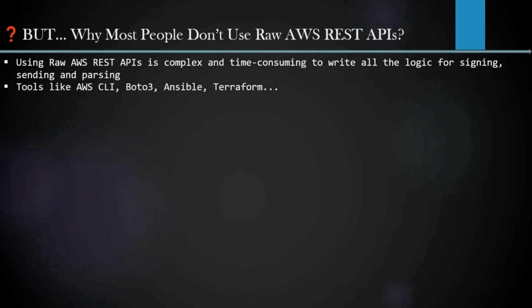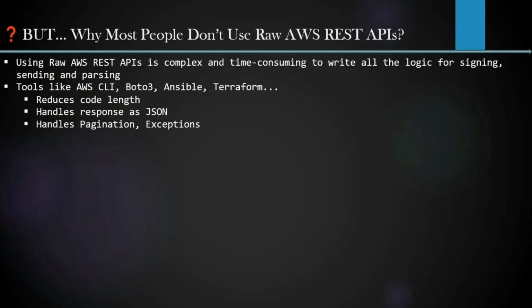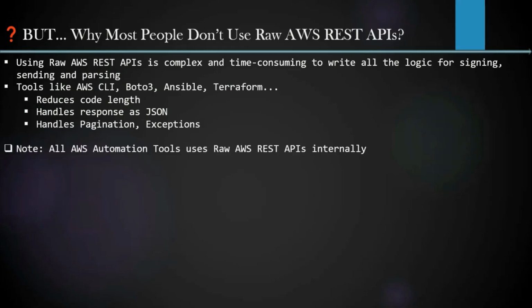And what are the advantages if you use tools like these? The very first one is that they reduce code length and handle responses as JSON. The default raw AWS REST API response is XML data, but using these tools you can optionally get the response as JSON, and it is very easy to read and parse JSON data, right? These tools also handle pagination and exceptions. And finally, be clear, all AWS automation tools use raw AWS REST APIs internally.